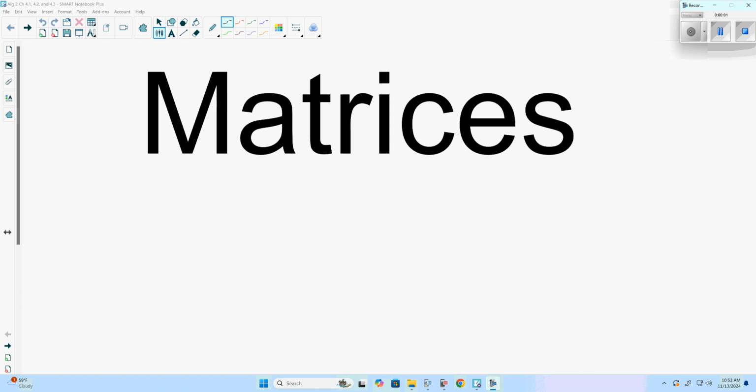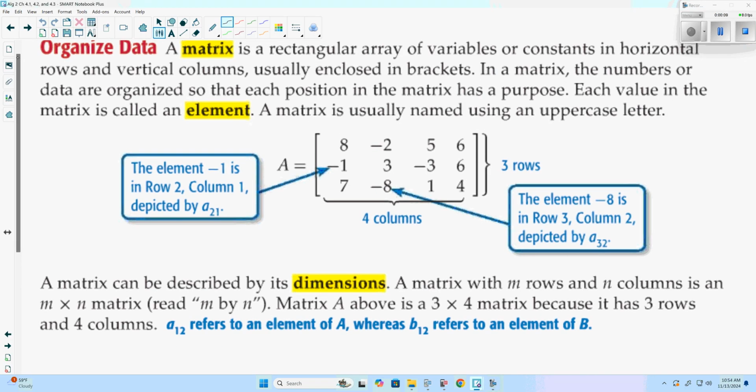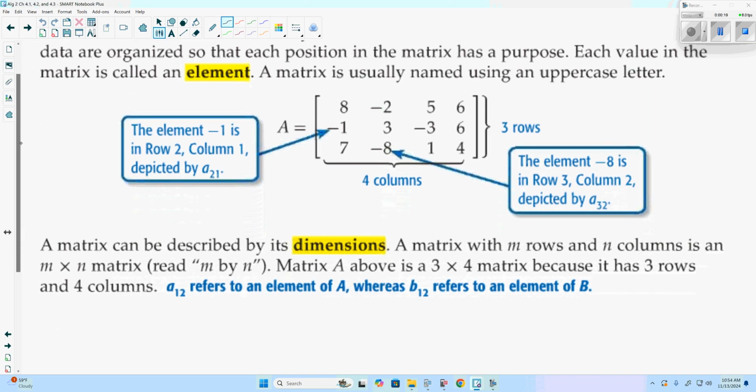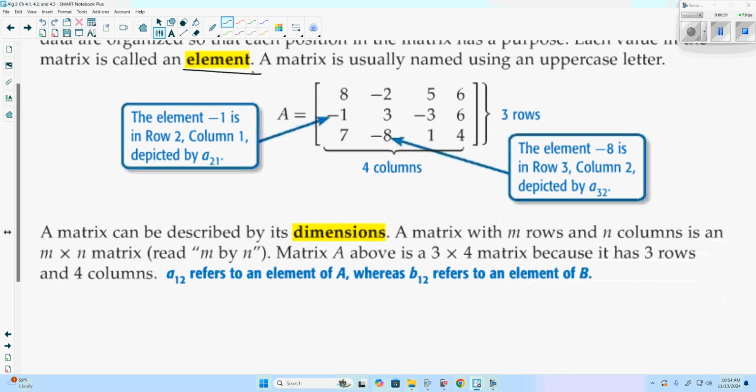Matrices. We're talking about matrices today. We've talked about matrices before. We've done these before, but we're going to go a little bit more in depth in some ways. Now, a matrix is a rectangular arrangement of variables or constants. And we've talked about these before, rows and columns. Now, one thing that we didn't really talk too much about is elements.